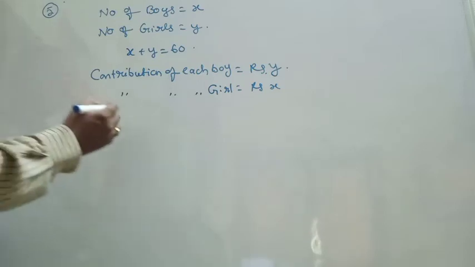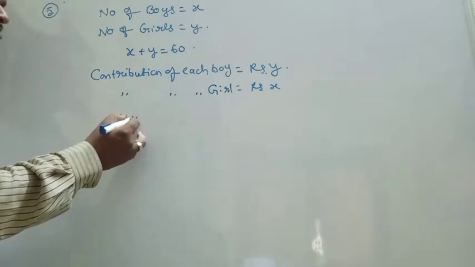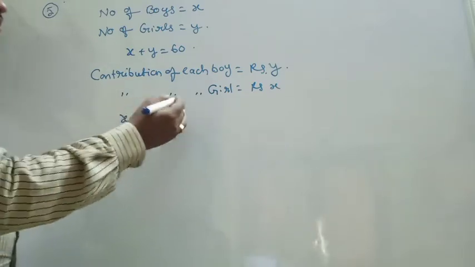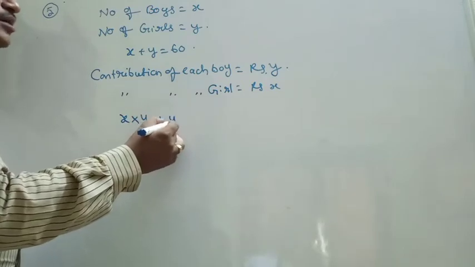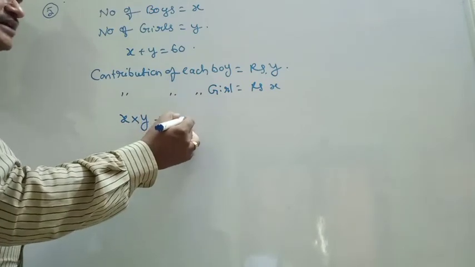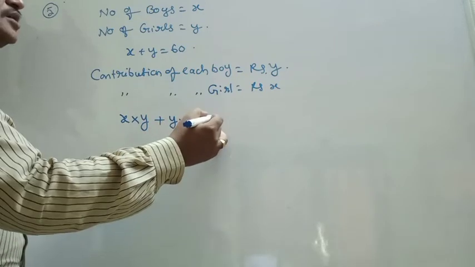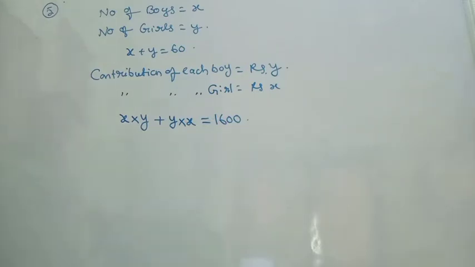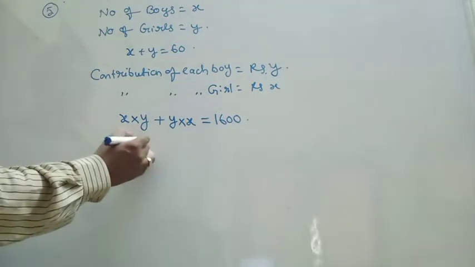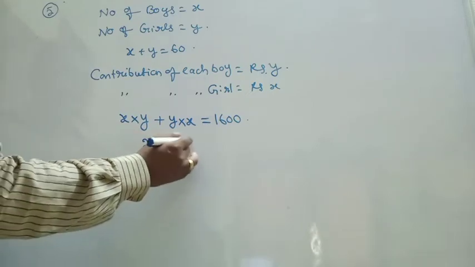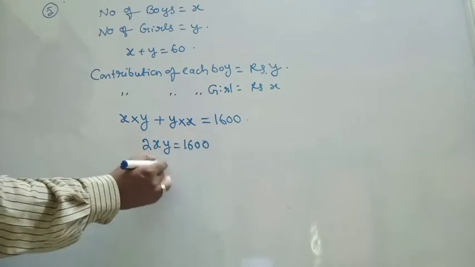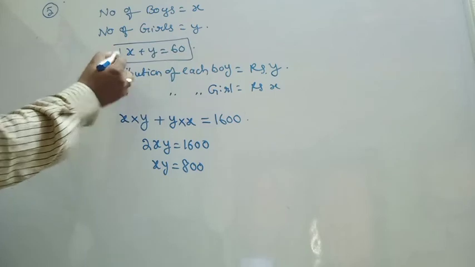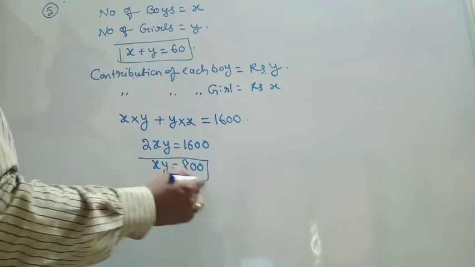Now see, how many boys are there? x. Each one has collected y rupees, so x into y, plus, how many girls are there? y girls. How much have they collected? Each girl x rupees, y into x. This is equal to 1600 rupees. So xy plus yx is equal to 1600. Now 2xy is equal to 1600, so xy is equal to 800. Now you have got beautiful equations: one is x plus y equal to 60 and another one is xy equal to 800.